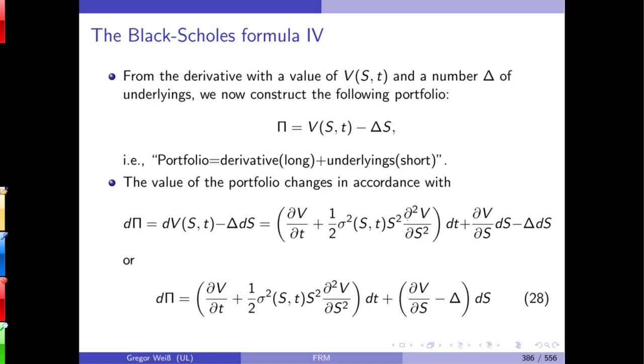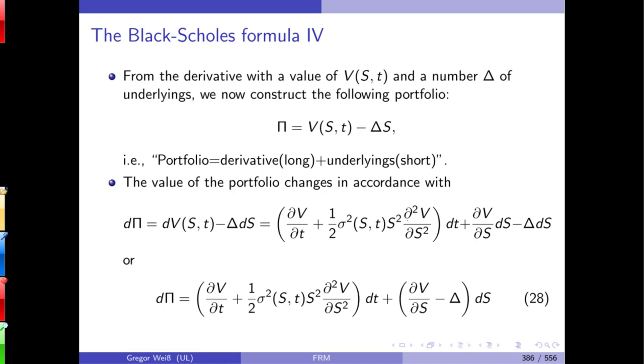Let's get a little bit more economic. Let's have a more economic intuition. We'll construct a portfolio that consists of the derivative and a number delta of underlyings. So one option, for example, plus a number of underlyings, but as a short position. So Pi, there's a capital Pi here. Pi is one derivative, V, minus delta S. And delta is the number of underlyings we need to go short to include in this portfolio. So derivative long plus underlying short.